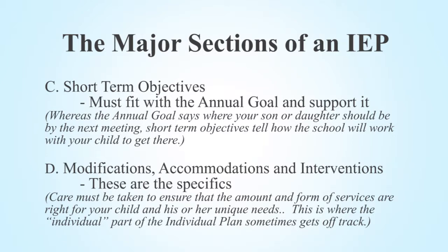This is the how. The long-term goal is the what. What will happen? Where will your child be at the next IEP meeting next year? The short-term objectives are how he will get there. What will the school do? What is the plan for him? What remediation will be there?